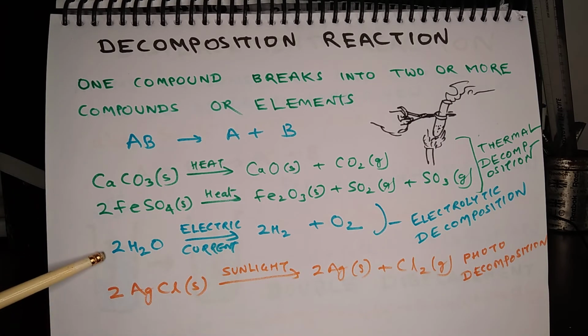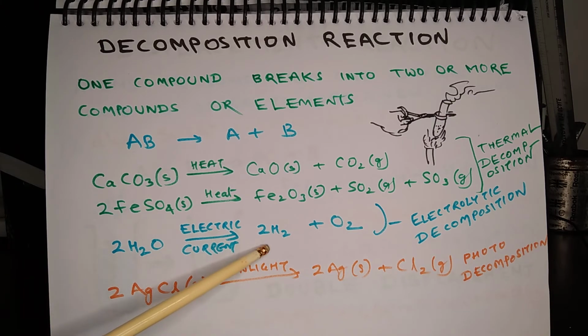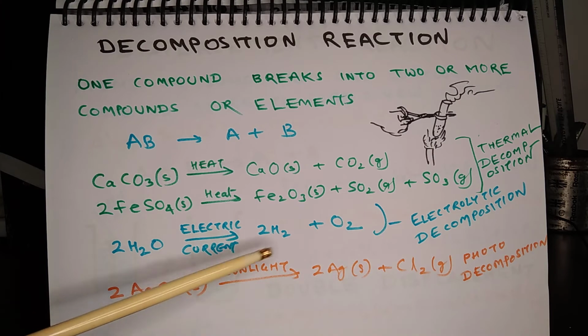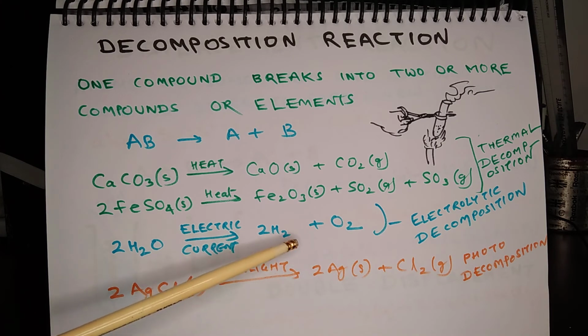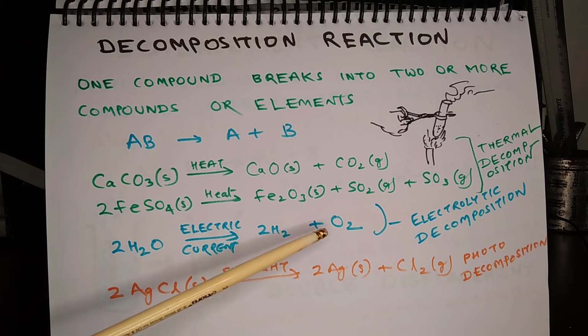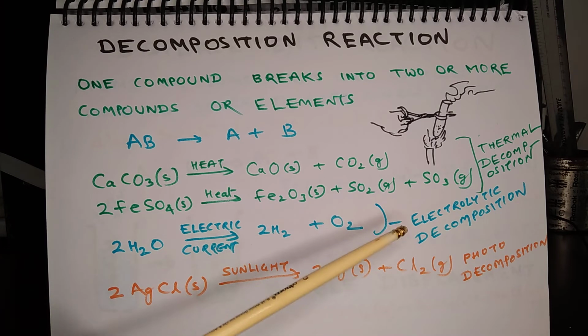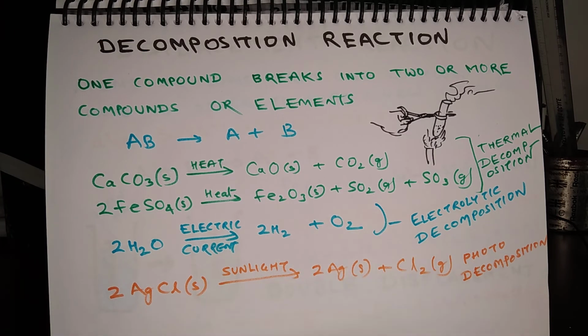Now, when electric current is passed through water, what happens? Water decomposes into its constituent elements. So 2H2O is equal to 2H2 plus O2. Here decomposition takes place because of electricity, and so this reaction is called electrolytic decomposition.